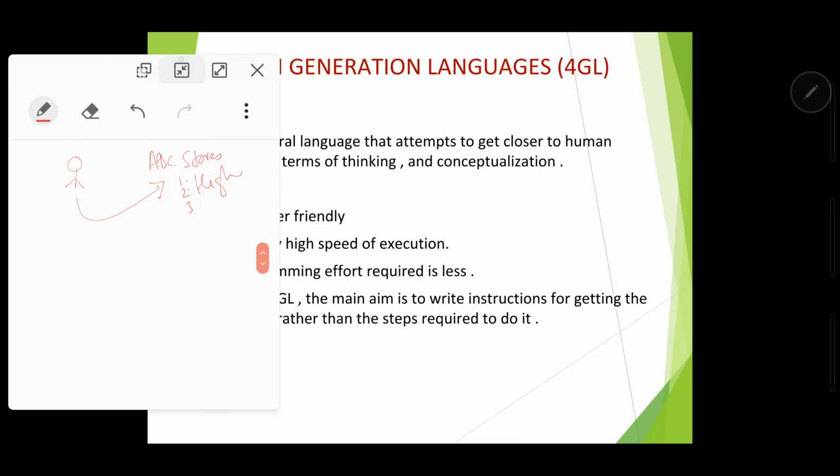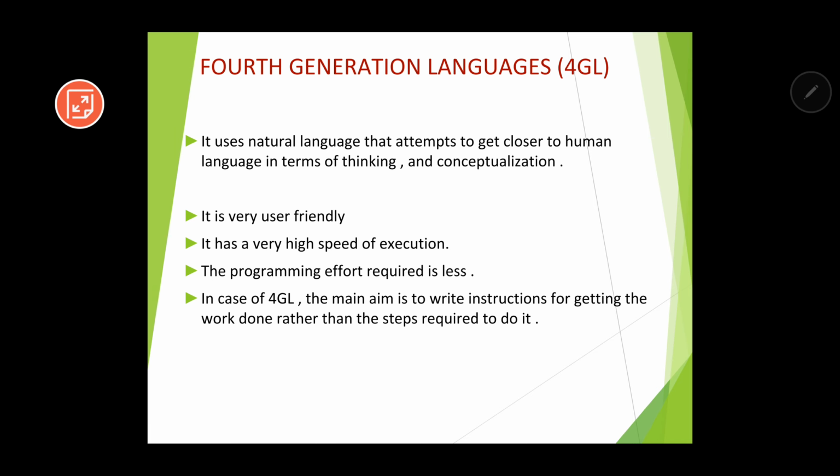So fourth generation languages do exactly that. Here we are concerned with getting the work done, and we are not concerned with how the work is to be done. How it will be done will be dependent on the computer. So we will just give the computer instructions in case of fourth generation language, and it will do the work for us. But had it been high level language, we would have to give the complete step by step instructions, and by following those steps the program will be executed. So as you can see, fourth generation languages are much easier as compared to high level language.